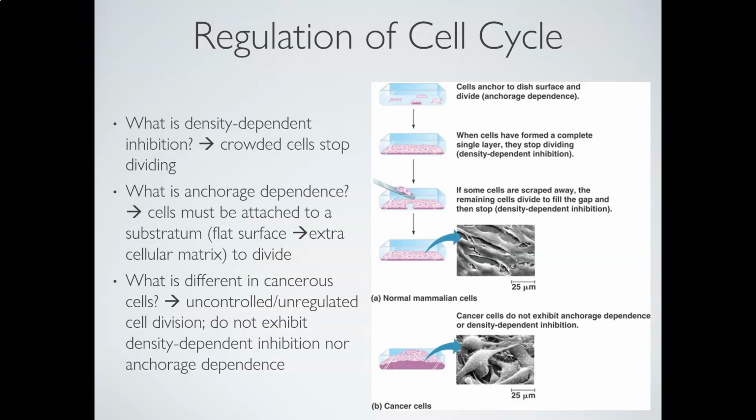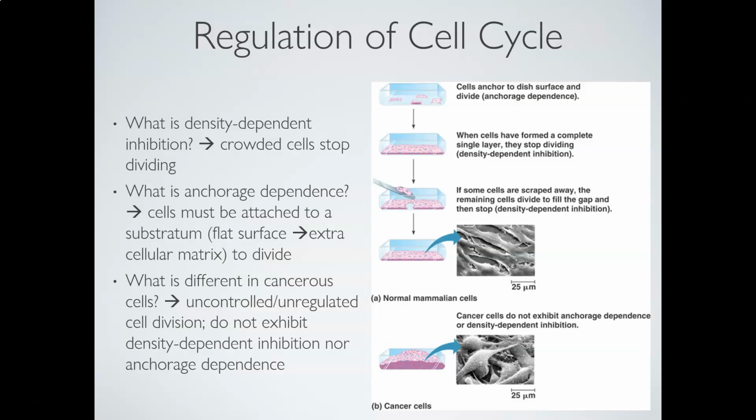The other idea here is the anchorage dependence. So cells need to be attached to a substratum, a flat surface. In your body, it's your extracellular matrix. When we do this in tissue cultures, it's an artificial matrix that we create within the culture tube. So the cells need to be not only capable of attaching to that flat surface, and then they're allowed to divide. But then once they divide far enough that they are now squished up against other cells, the division should stop there.